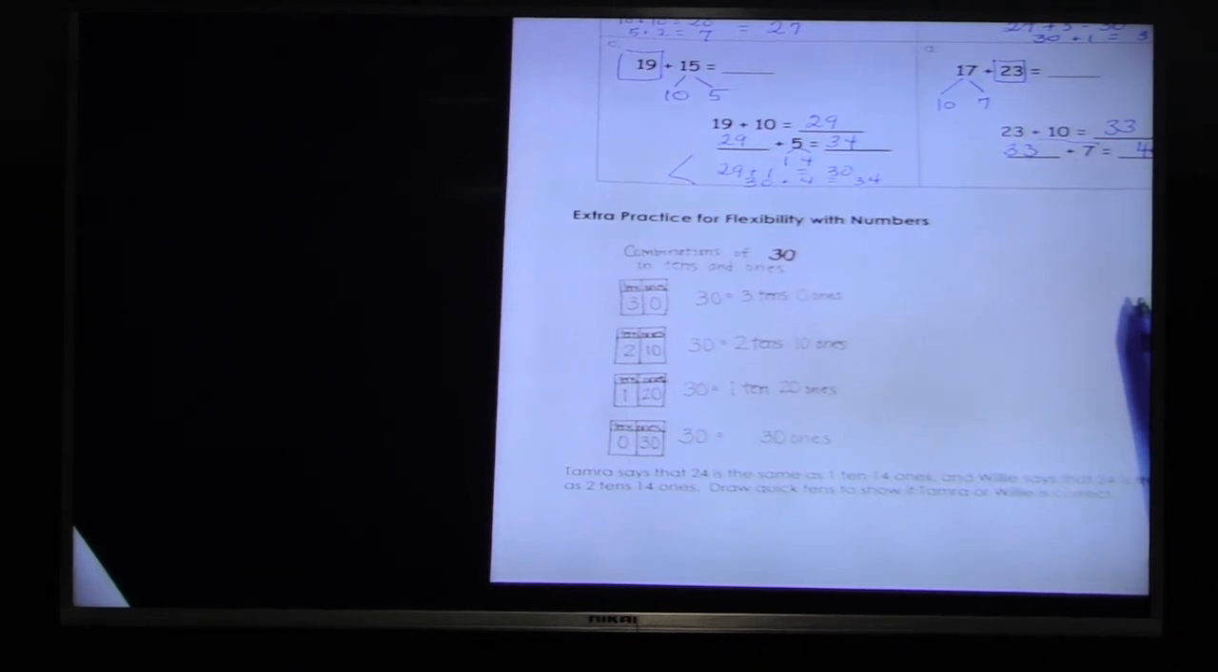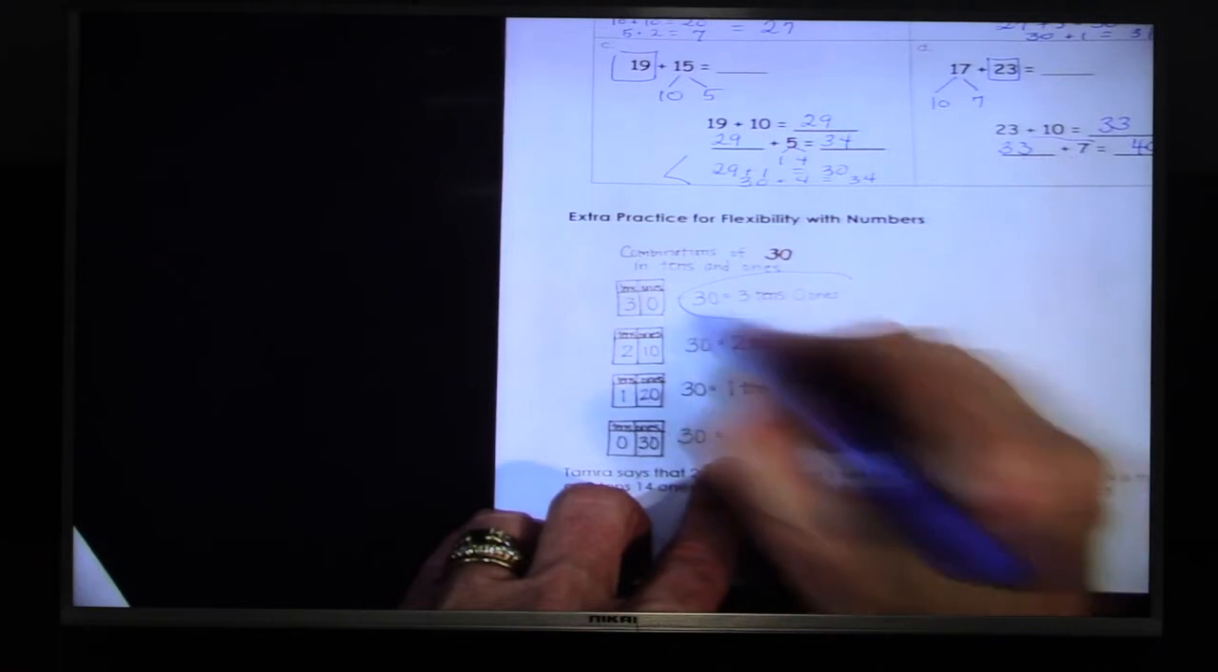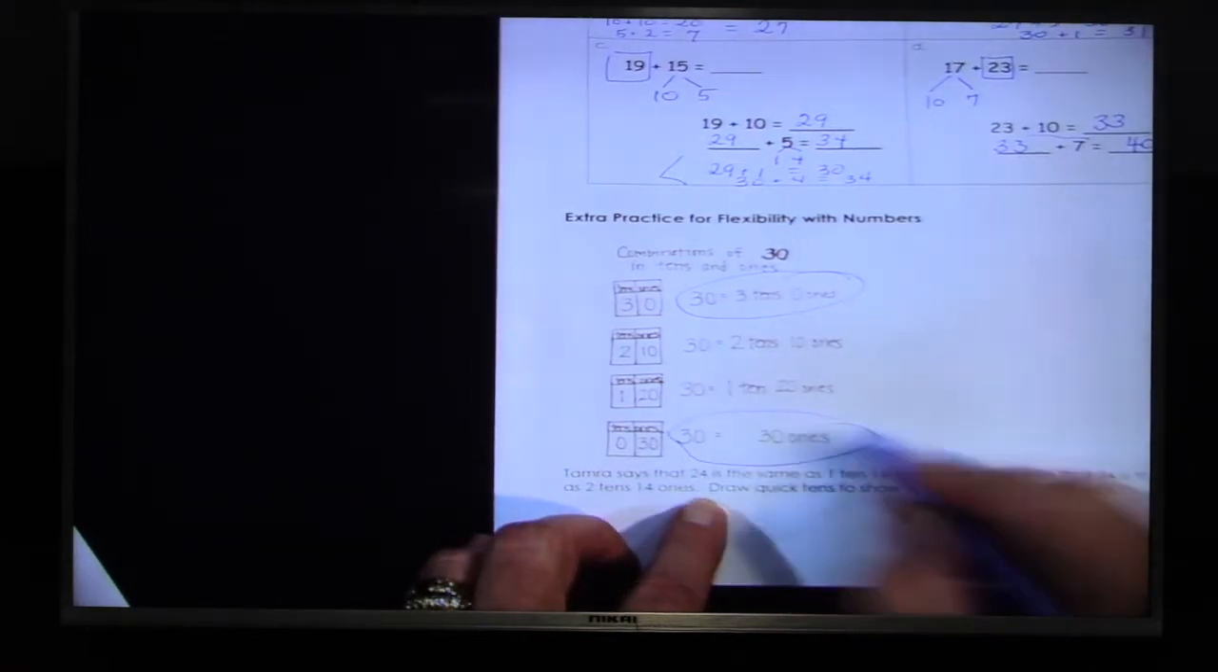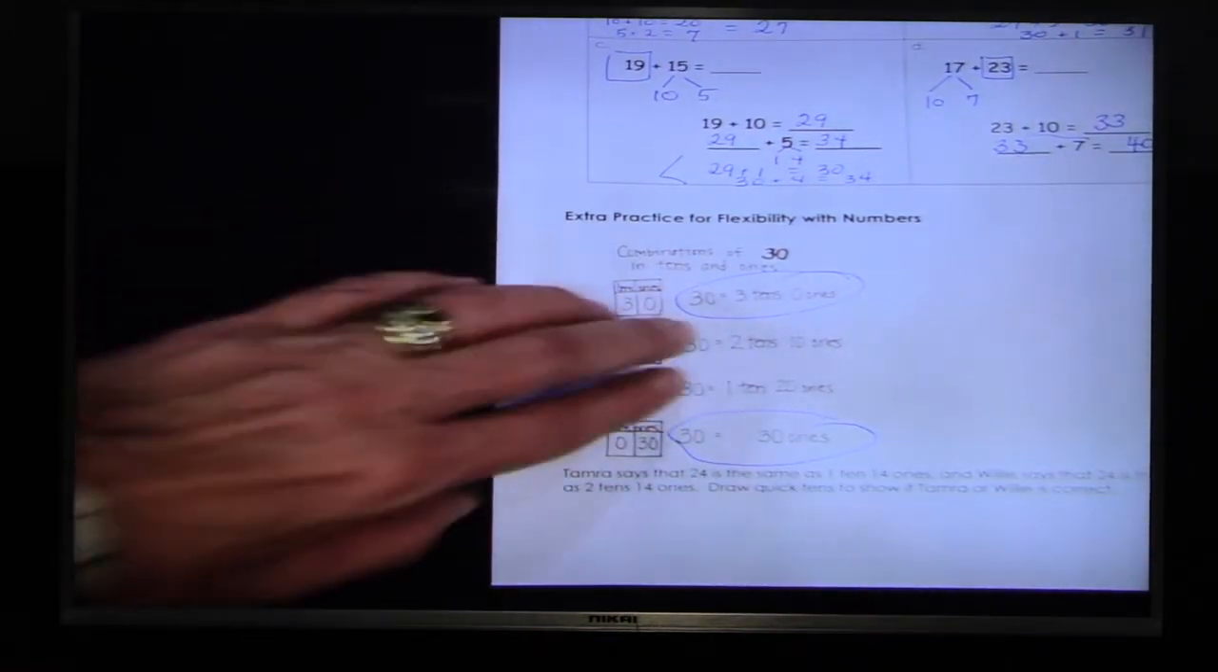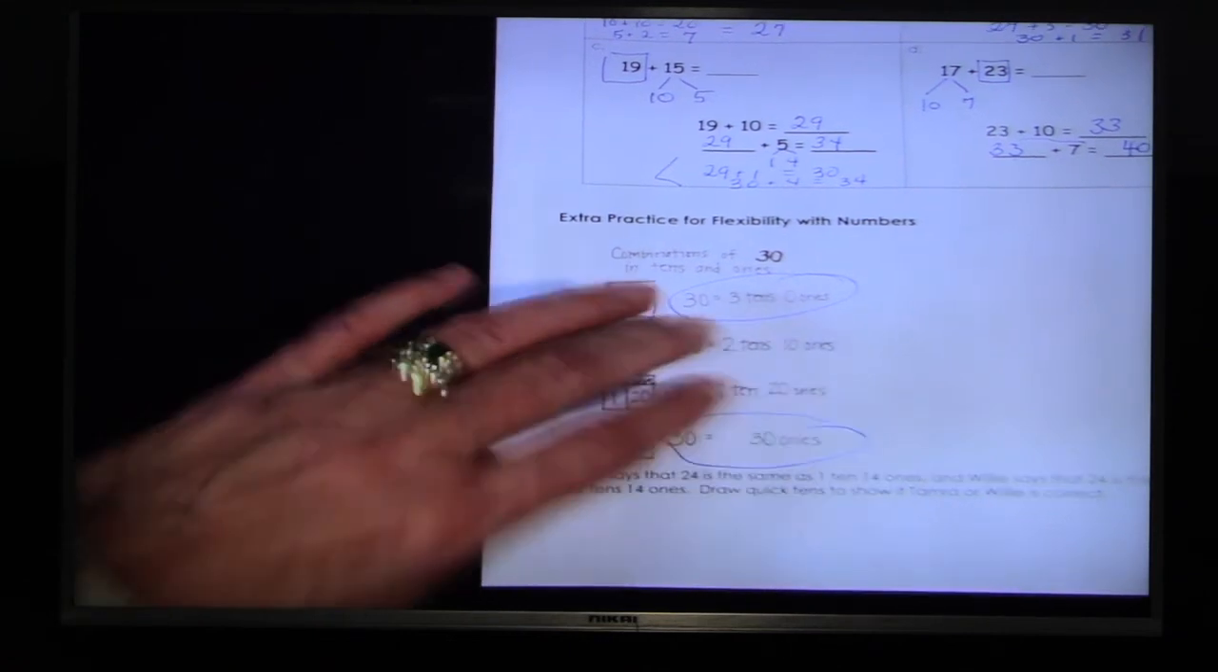Because really understanding that place value, I think this one is very easy to understand. And these are the ones we want to get them practicing with.